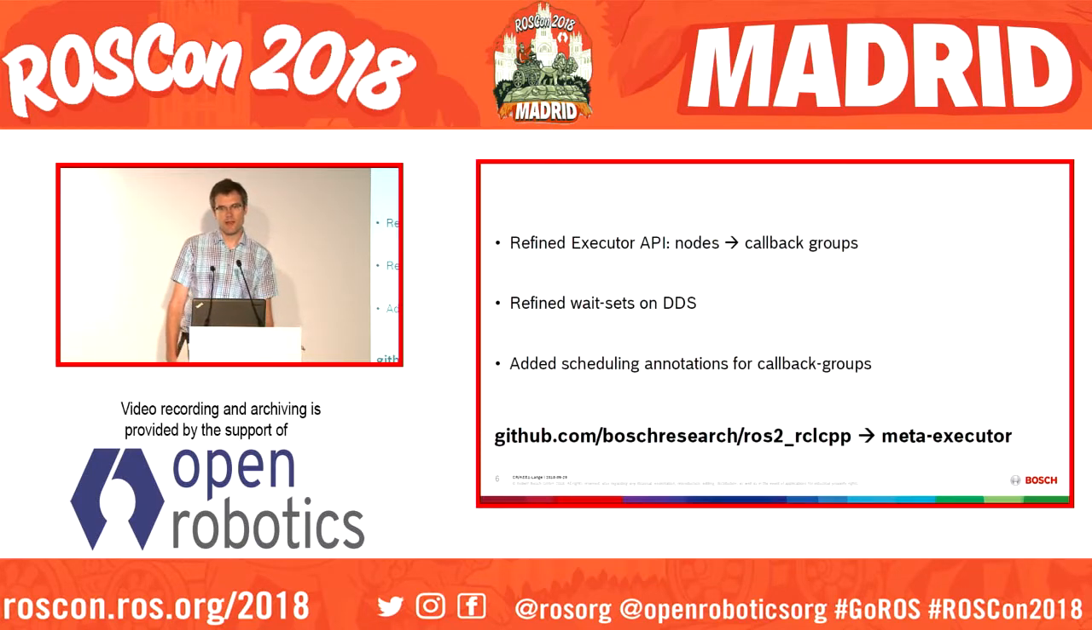In addition, we allow for annotations to the callback groups to specify real-time requirements to do this mapping automatically in the future. We did a fork of ROS RCL-CPP and created a new branch whose name was given on the slide, so you can download it and try it out yourself.